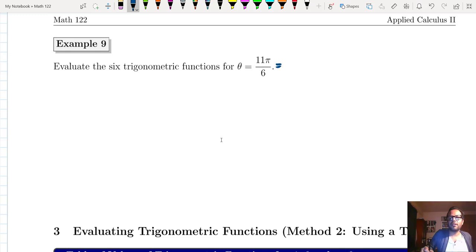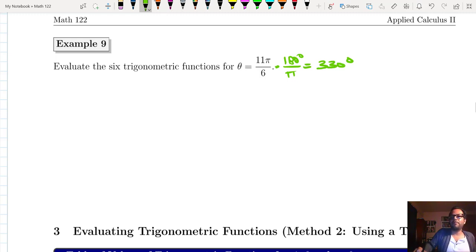Let's change to degrees: multiply by 180 and divide by pi. We are going to get 180 divided by 6, so 180 divided by 6 is 30. 30 times 11, that's 330 degrees, right?